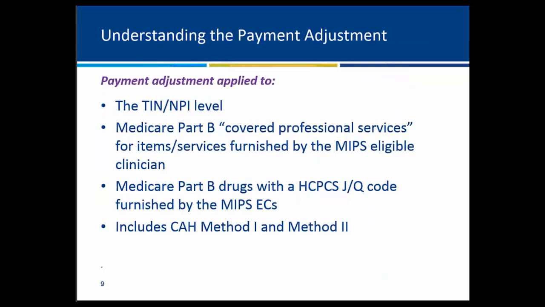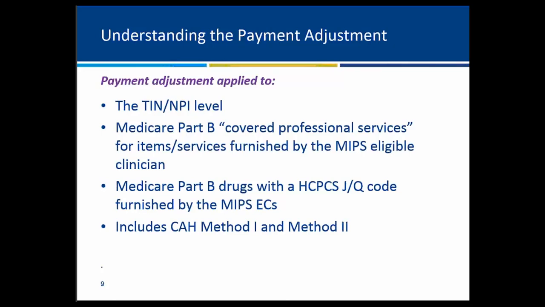The next payment adjustment will apply beginning January 1st of the payment year, and the payment adjustment ends December 31st of that payment year. So the eligible clinician will get a new one each year. Again, the payment adjustment is applied at the TIN/NPI level.